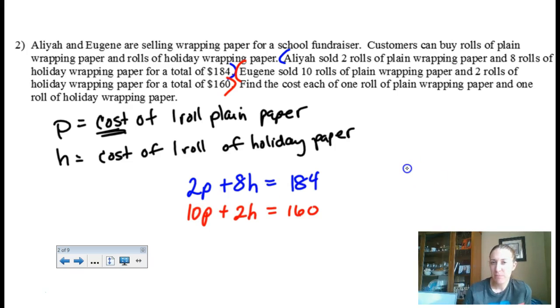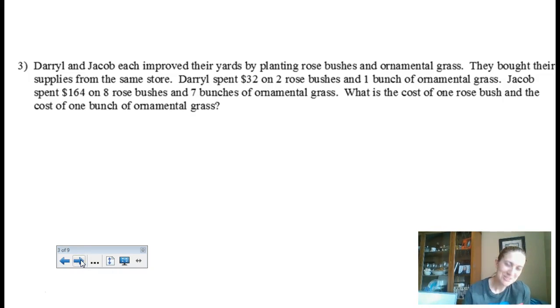So as far as setting up, we'd be done. We defined our variables, we set up the system. I am going to have you continue on and solve this, but not this girl, guys. I'm tapping out. All right, let's take a look at number 3.